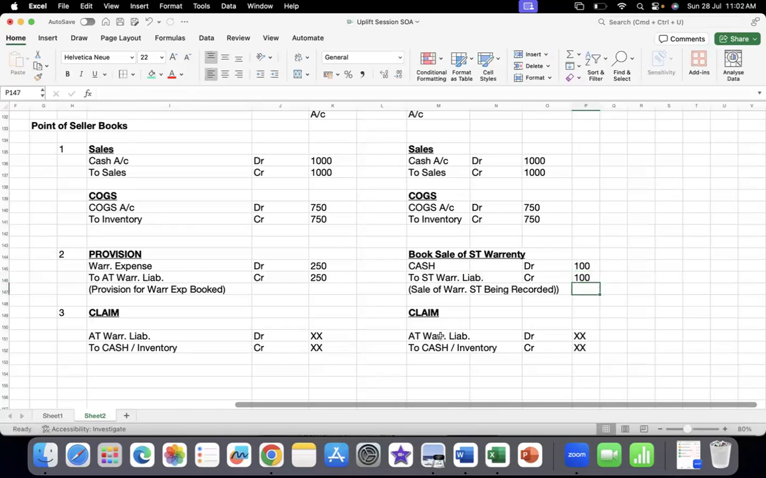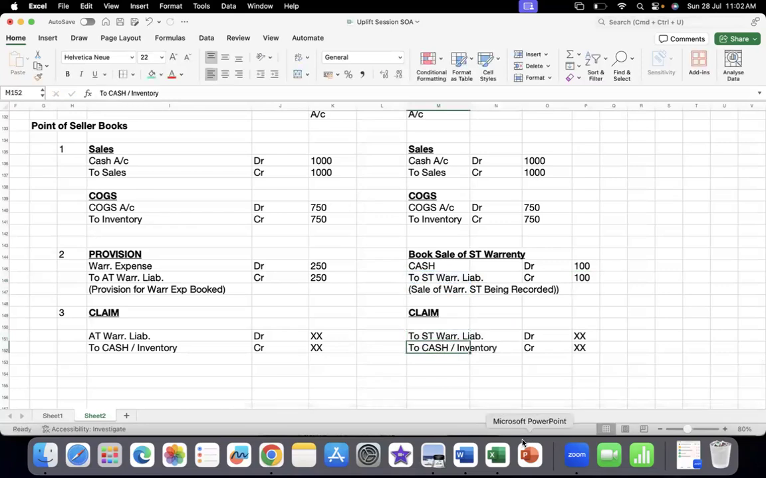And if somebody is going to come to take out this warranty from you, you debit service type warranty account and you credit cash or inventory the same way. But what happens is, in the second one, you don't return them cash. You only return them inventory. That's a major difference. Here it could be cash as well, if you don't have sufficient balance in place, but here it is only inventory which you should return.